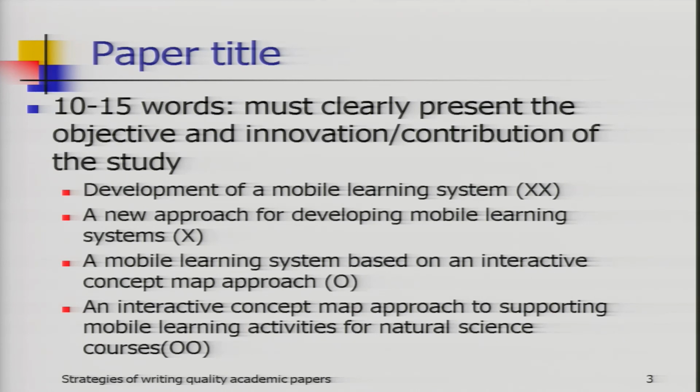"An interactive concept map approach to supporting mobile learning activity for natural science courses" is a good title, because it contains innovation and contribution, okay? And the objective is very clear, okay? So this paper was accepted by Computers & Education, the best e-learning journal.